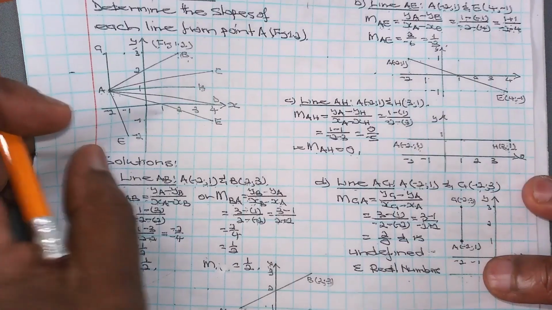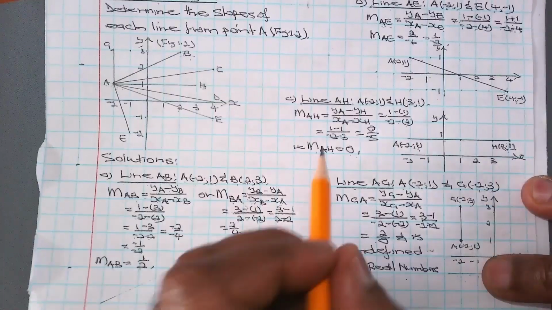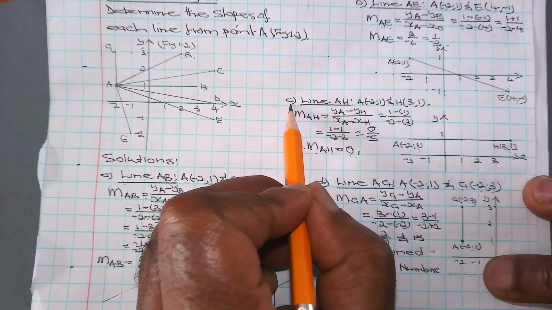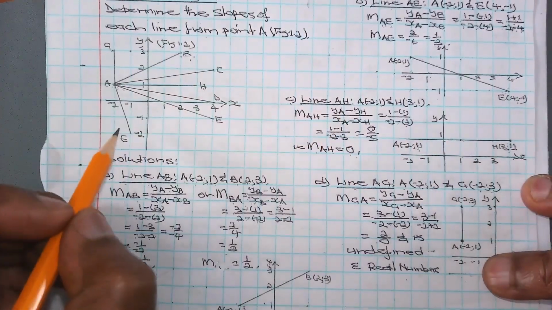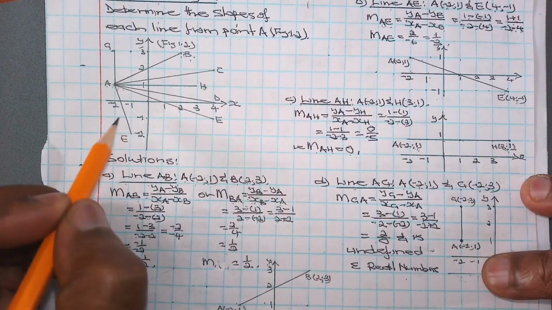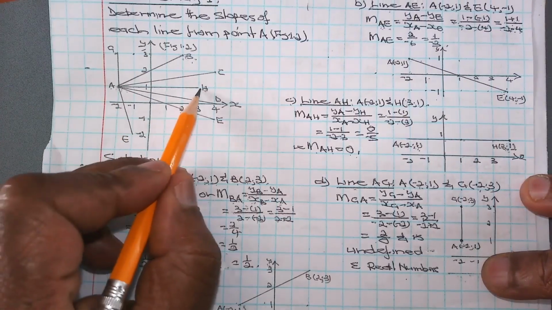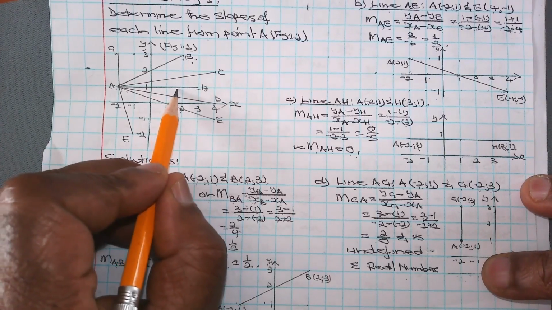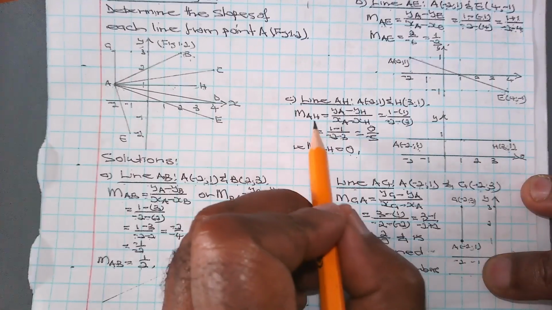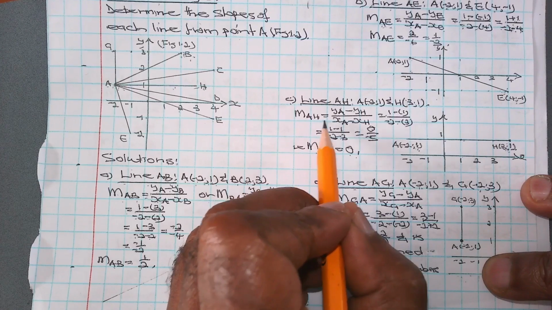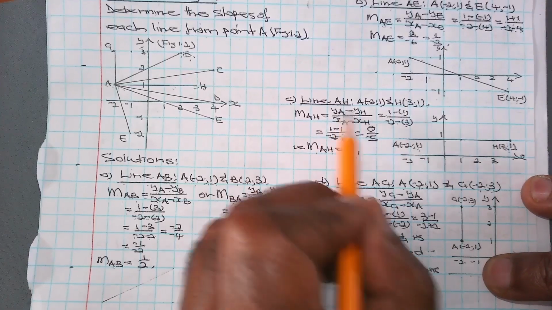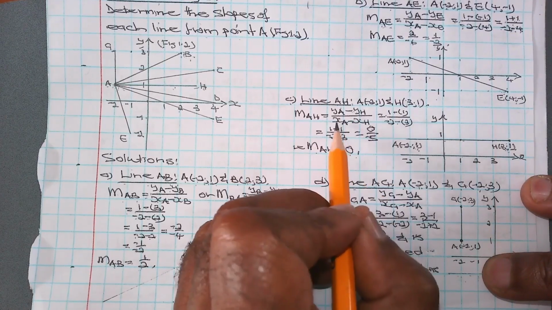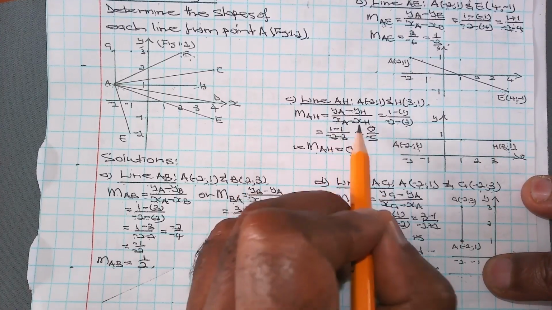Then we come to line AH, which I call C. There we are. Line AH. From the structure, line AH is horizontal. It means our gradient has to be 0. So MAH equals YH minus YA over XA minus XH.